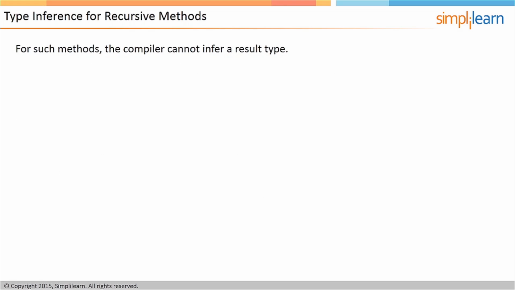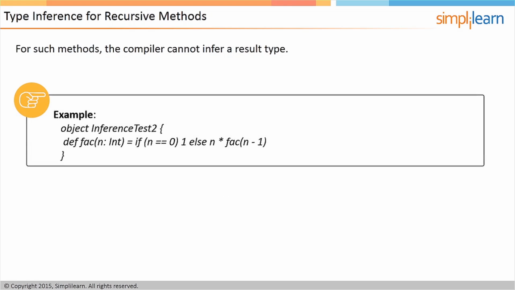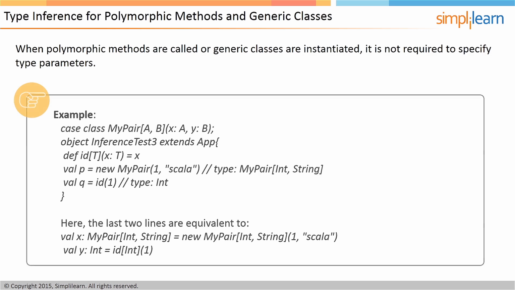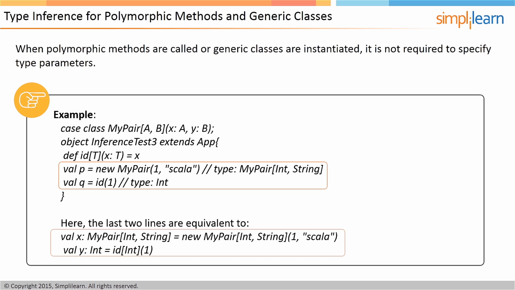For recursive methods, the compiler can't infer a result type. The program example shown on the screen will fail the compiler for the same reason. When polymorphic methods are called or generic classes are instantiated, it's not required to specify type parameters. The reason is that the compiler of Scala will infer these missing type parameters from the actual method or constructor parameters and the context. The example given on the screen illustrates the same concept. In this program, the last two lines are equivalent to the code given on the screen, where all inferred types have been made explicit.